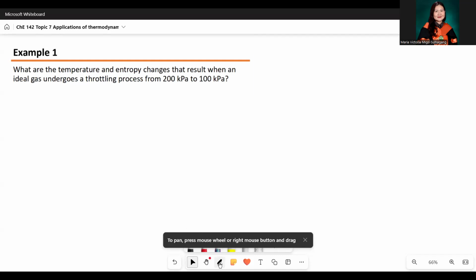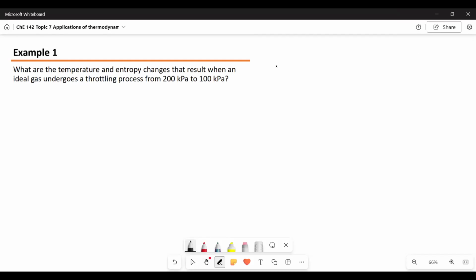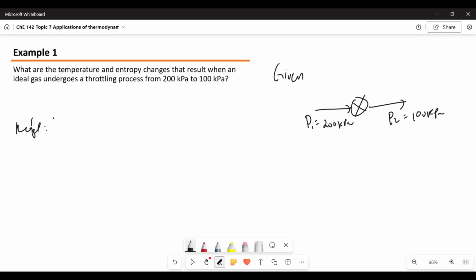Okay, as usual, we begin by drawing the given in the problem. Let's try to draw a throttle valve. So this is a symbol for a throttle valve. The inlet pressure is 200 kilopascals and the outlet pressure is 100 kilopascals. And what is required are the changes in temperature and entropy, so delta T and delta S.